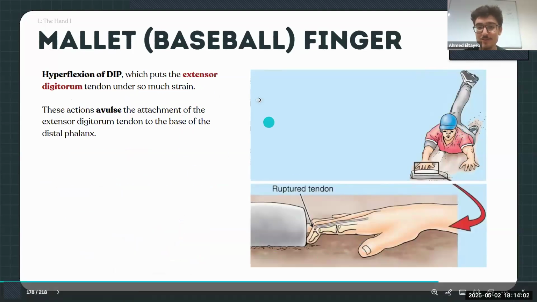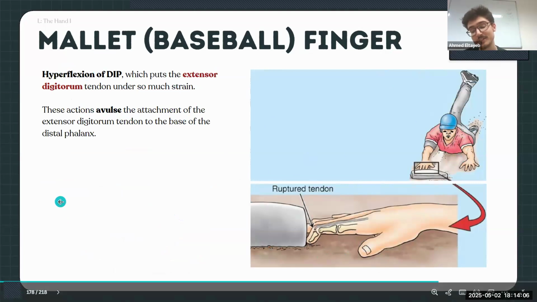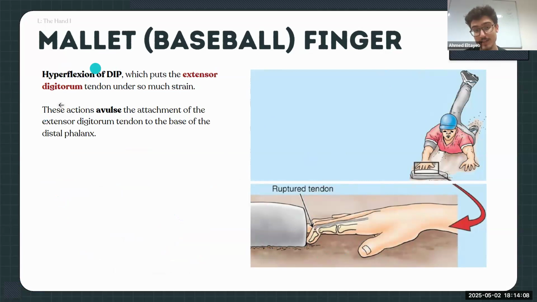And again, everyone's favorite mallet finger, but it's not the flexor tendon, it's the extensor tendon. So again, hyperflexion of DIP would rupture the extensor. So think with me, if I keep flexing my finger right here, technically this puts strain on my extensor digitorum. So if this strain is very severe, it could completely rupture.